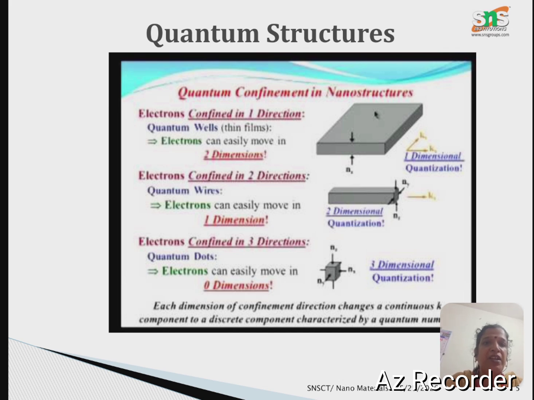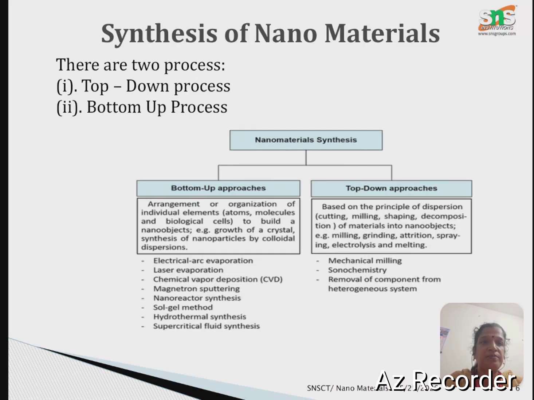For an electron confined in one direction, that is called a quantum well, which is nothing but a thin film. Here the electron can easily move in two dimensions. When the electron is confined in two directions, this is nothing but a quantum wire. Then we can go to the three dimension. Here this is nothing but a quantum dot, where the electrons can easily move in 0 dimension. So each dimension of confinement changes the continuous movement of the electron, which can be characterized by quantum numbers.